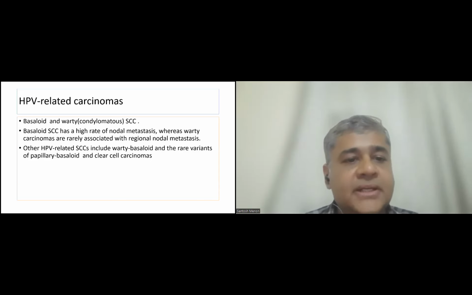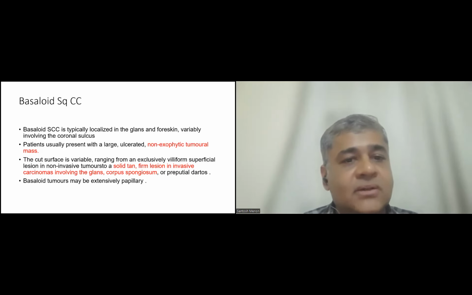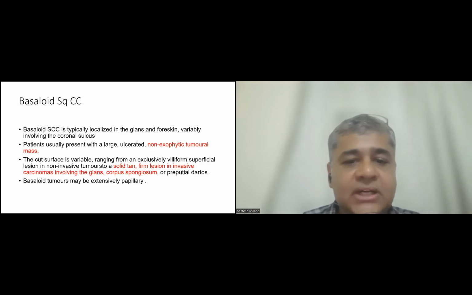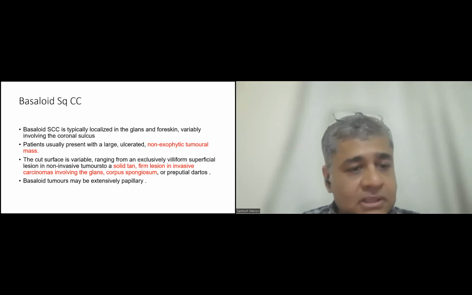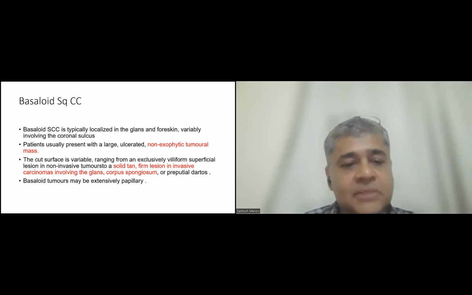Going to HPV related carcinomas, the most important ones are the basaloid, warty, and the combination of these two, which, as already highlighted, arise on a background of HPV associated PeINs. These are generally solid tumors. The basaloid ones are non-exophytic tumoral masses. They are solid, firm lesions.